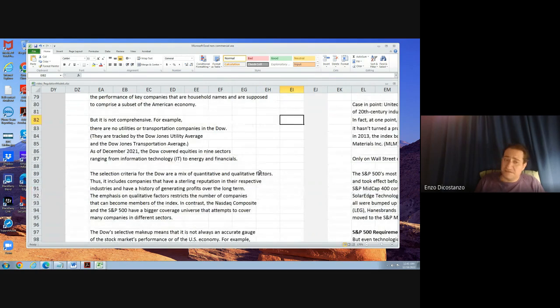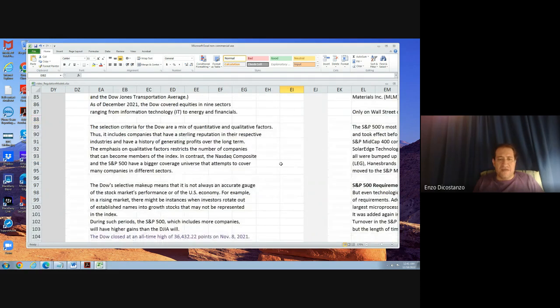It's not comprehensive. There's no utilities and transportation. There's a separate index for that. There's a Dow Transportation, there's a Dow Utility, which again are other indices, and if you could really just study how these things are put together, that in and of itself is a career. There are 9 sectors in the Dow, from information technology to energy and financials, and the criteria is a mix of qualitative and quantitative factors.